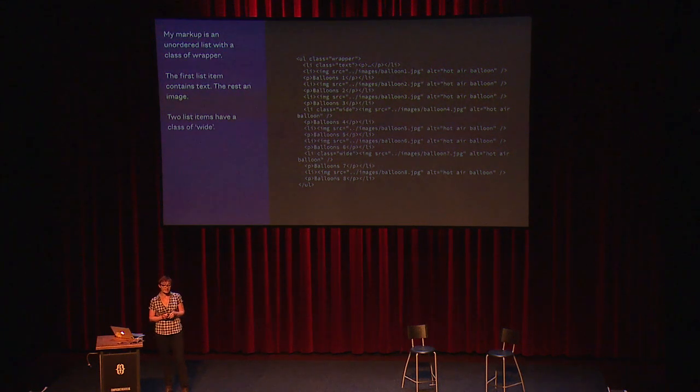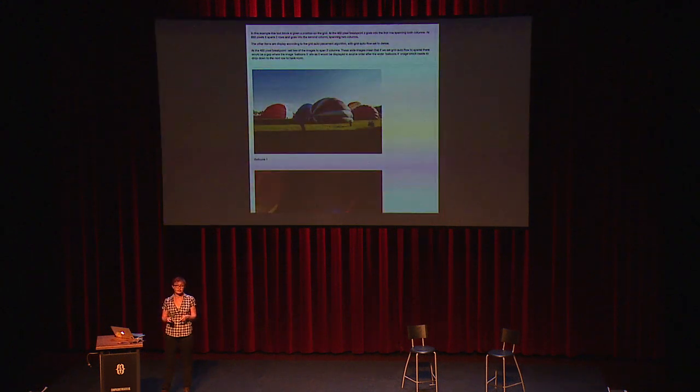I've got an unordered list here. It's got a class of wrapper. The first list item contains some text. Everything else is images with a bit of text, just so we can see what they are. And 2 of the list items have a class of wide. So if I don't apply any layout at all, everything just displays in a list as you'd expect.